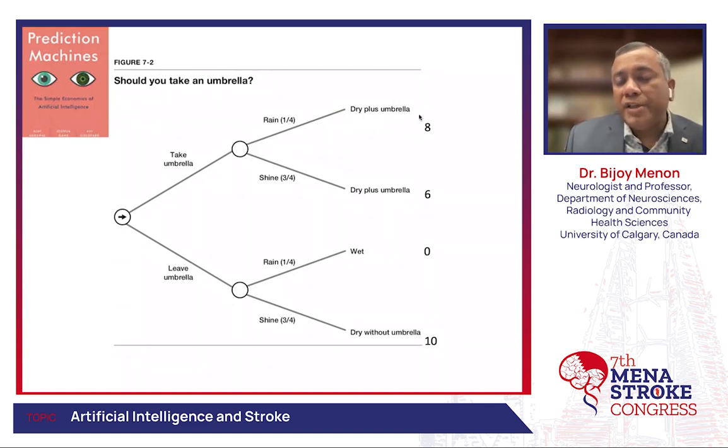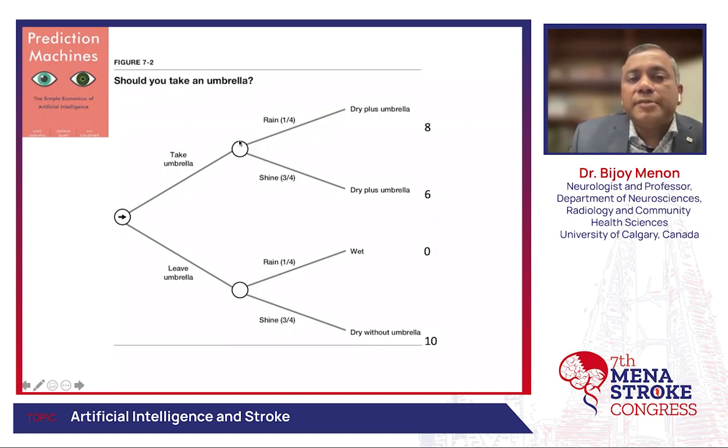So I could be dry with the umbrella here. And then here, when I don't take the umbrella, then if it rains, I'll be wet. And if it does not rain, then I am dry without the umbrella. But what I can now do as a human is assign payoffs for each of these outcomes. This part is not what a machine learning algorithm is capable of doing. This is the payoff assignment, which is how judgment happens.